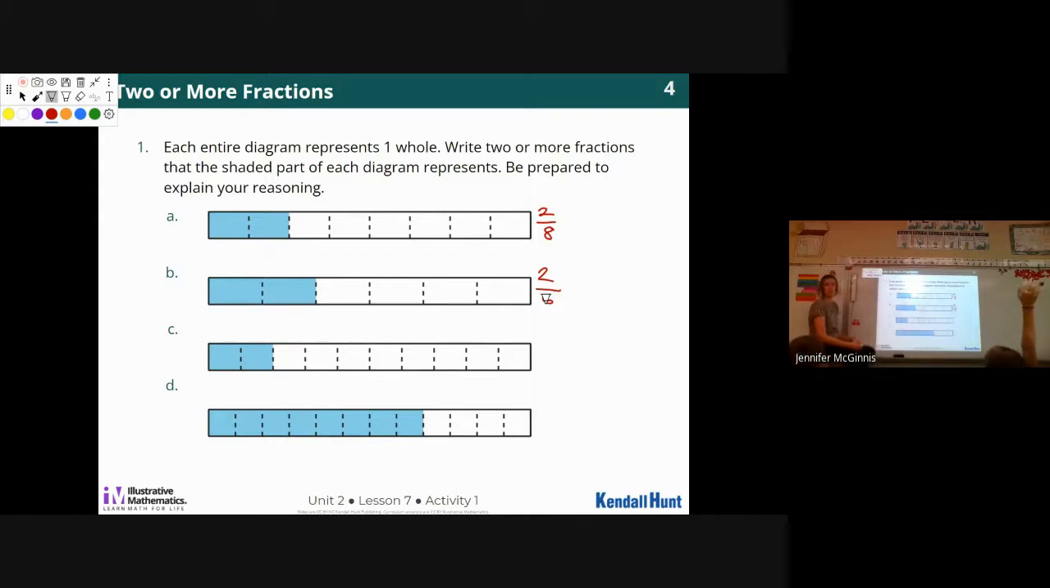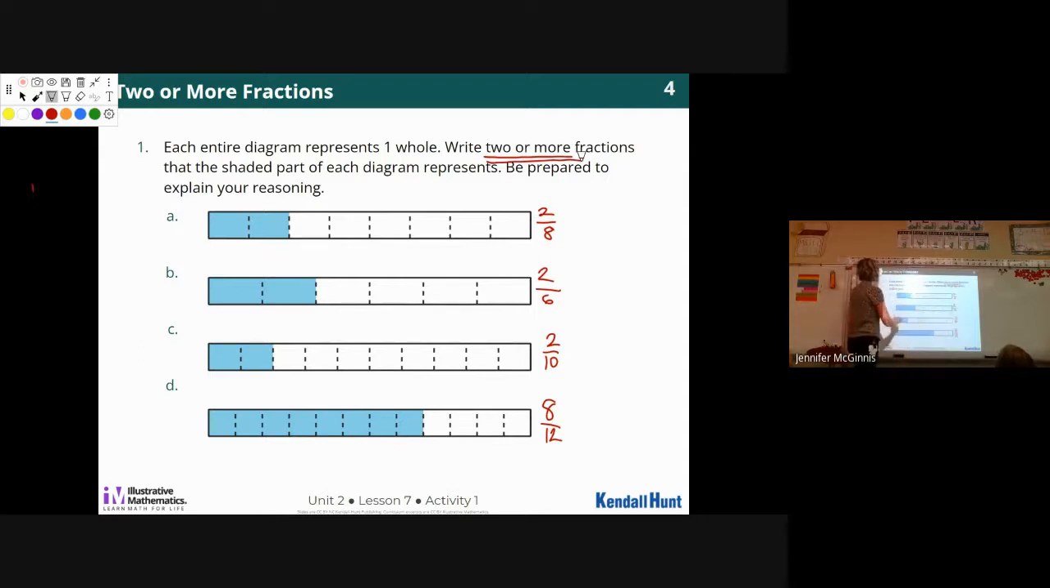Letter C. Who has something for letter C? Aubrey. 2 tenths. And letter D. Who has something for letter D? Bradley? 8/12. All right, so 8/12. Now, we have one fraction for each, but they asked us for 2 or more.